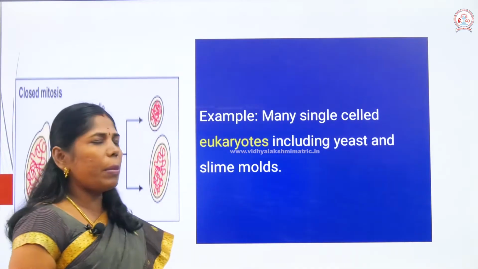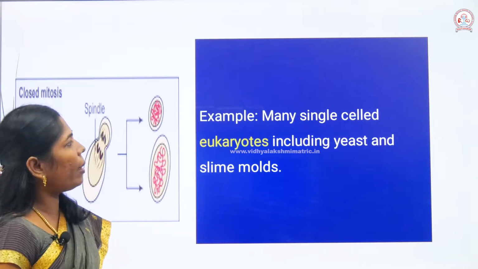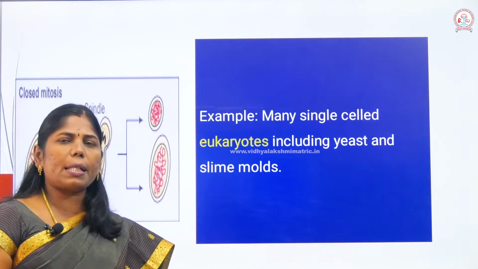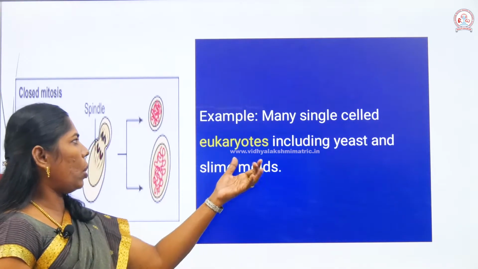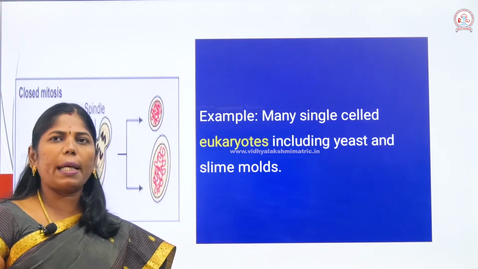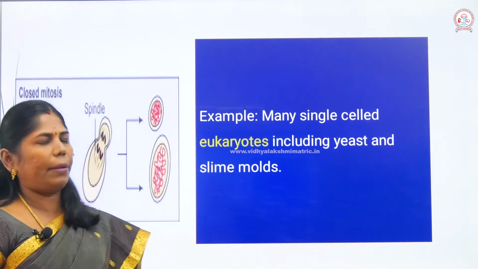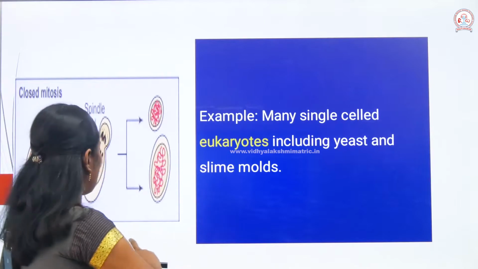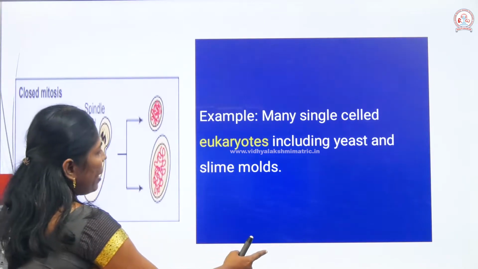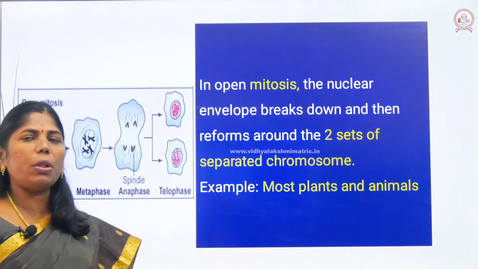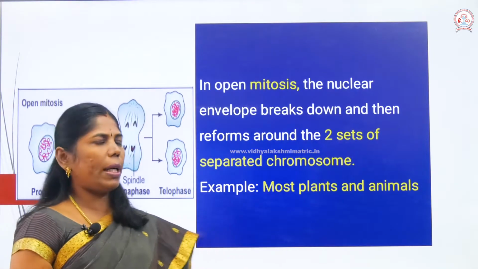So, what are the examples for closed mitosis? Eukaryotic organisms including yeast. Okay, yeast is a unicellular organism, and slime molds. Slime molds belong to the fungi. Okay, so these are many single celled eukaryotic organisms. Examples of such eukaryotes are unicellular fungi.